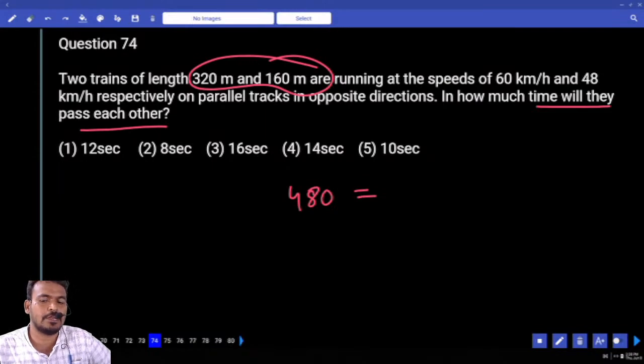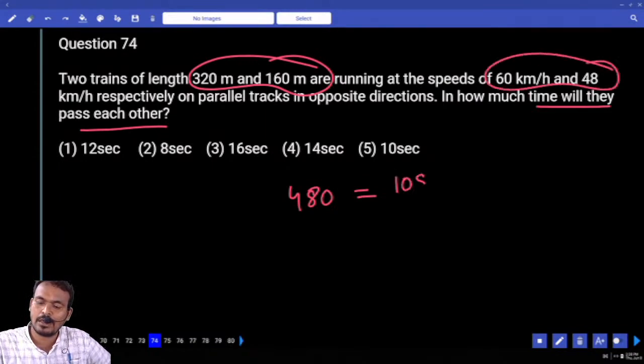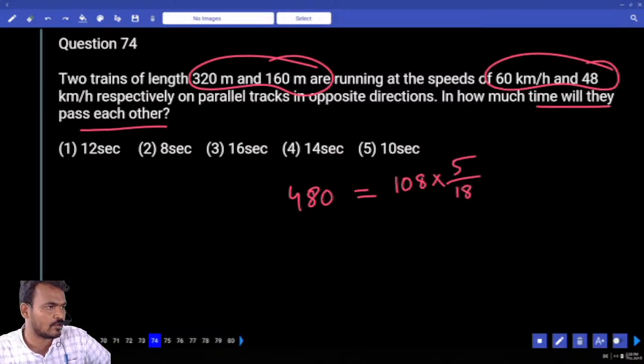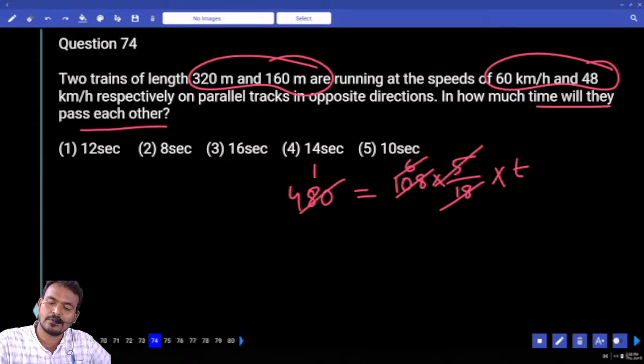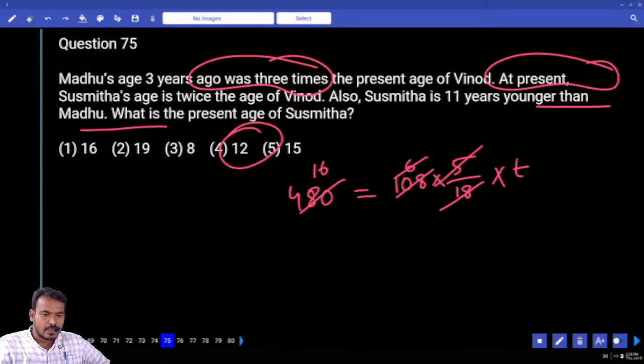Distance equals speed into time. What is the opposite direction relative speed? 108 into 5 by 18. That is converted to meters per second or not? Into the t value or not? 18 is almost 6 times or not? 6 5s are 30. How many times? 16 times or not? What is the answer? 16 seconds.